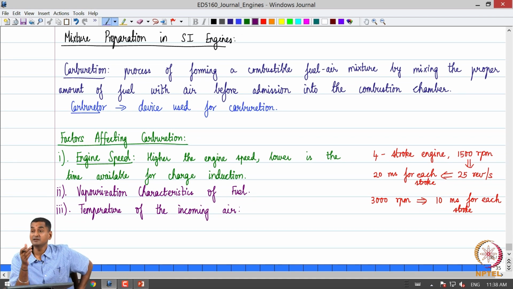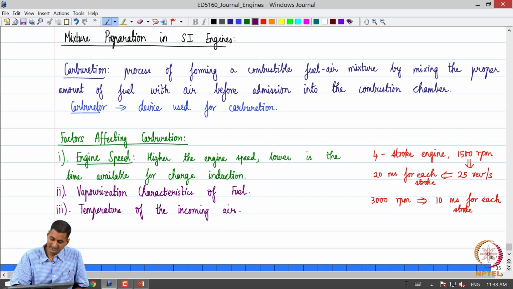But what is one limitation with this? As we already discussed, if we increase the temperature of incoming air, in SI engines the tendency for knocking may also increase, and the volumetric efficiency would also decrease. If we increase the temperature of the incoming air even slightly, the density of the incoming air would decrease. Then for the same volume I am going to take in a lesser amount of charge in the combustion chamber. So, that is going to decrease the volumetric efficiency.